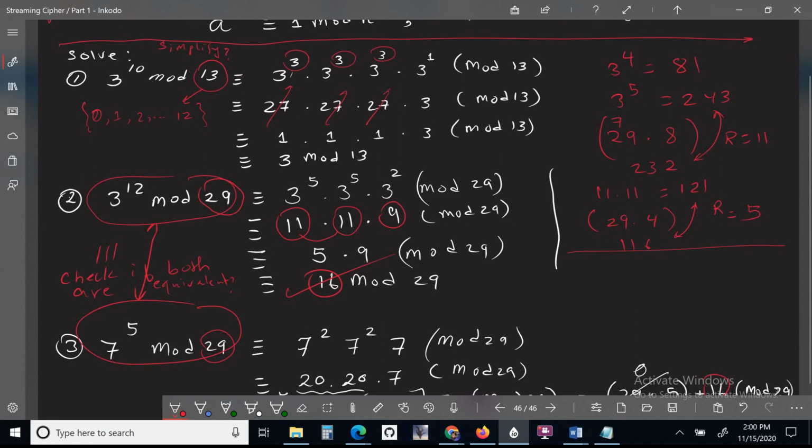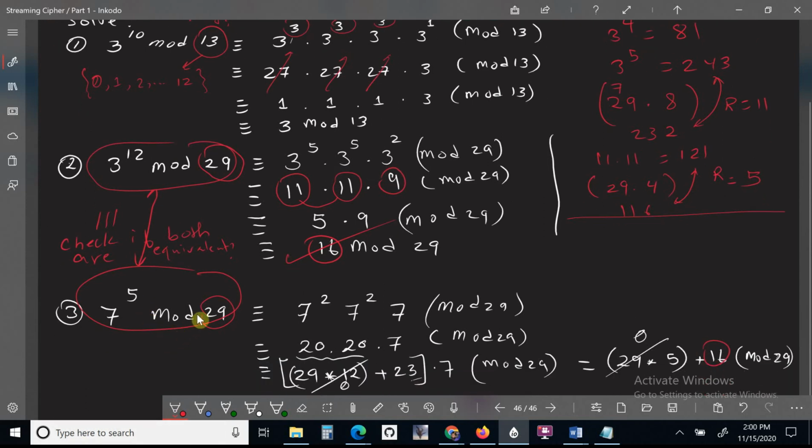We need to use the exponentiation. So 7 to the power 5 is just like saying 7 squared times 7 squared times 7, which is actually 1. So when you add all the exponents, it is equal to 5. So we can start with that as well.